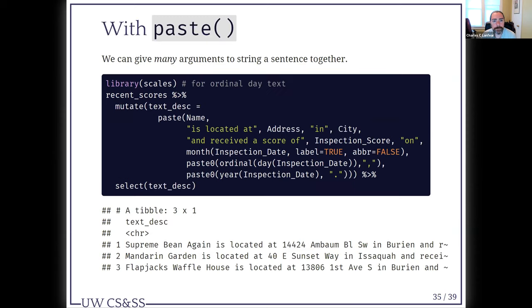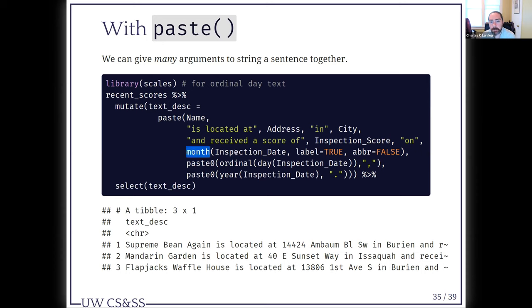Okay, so it turns out you can just give a lot of arguments to paste and use paste to string a sentence together. One thing I insert in here is I'm using the scales library to get ordinal day text, not too important how I do that. So I'm going to take these recent scores and then mutate and create a text description of the inspection scores. This is going to be equal to the result of pasting together the name of the restaurant is located at this address in the city, and it received a score of the inspection score on the month it was inspected in, the ordinal day it was inspected in, and then the year that it was inspected in.